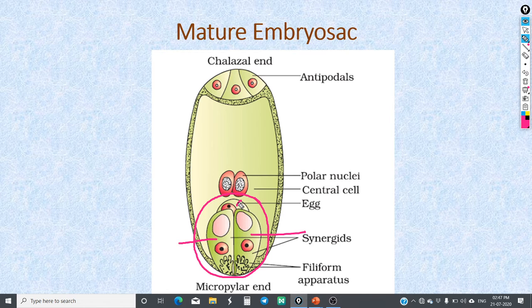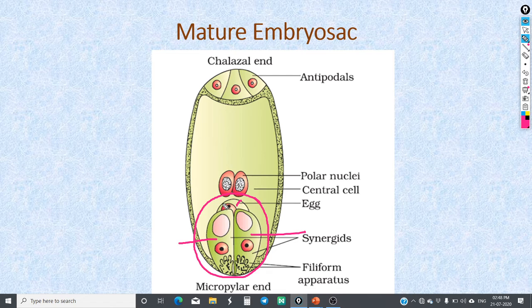And what is the function of this filiform apparatus? They function as haustoria. They absorb nutrition from the adjacent tissues and also play an important role in the entry of the pollen tube into the embryo sac. The pollen tube enters the embryo sac from this filiform apparatus only.